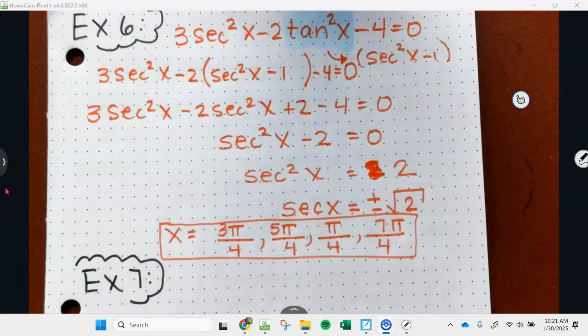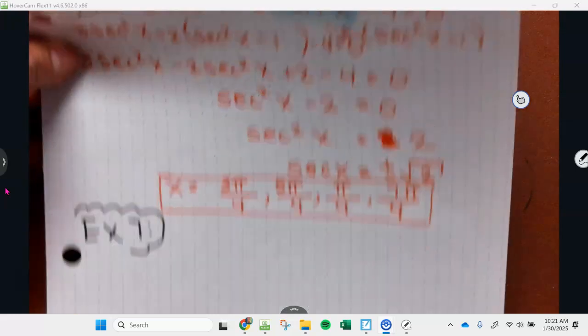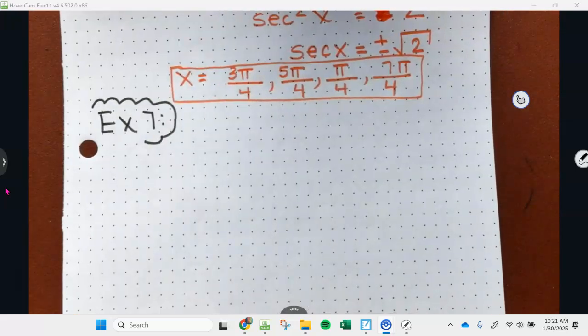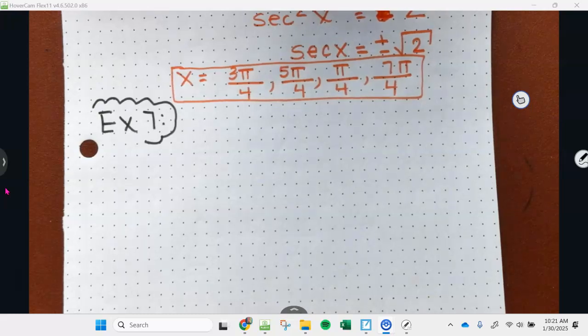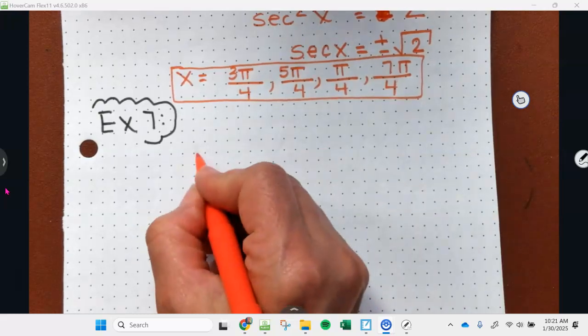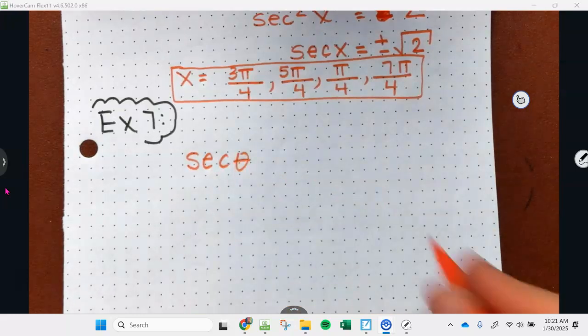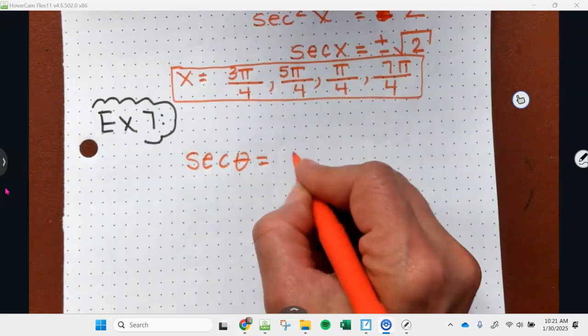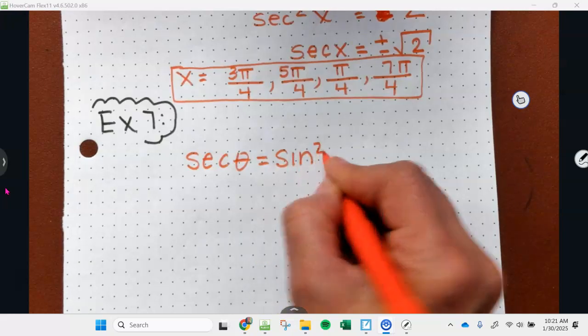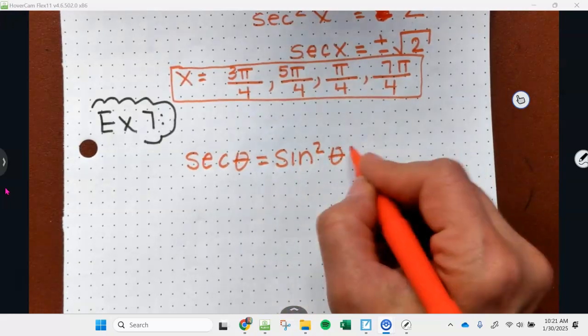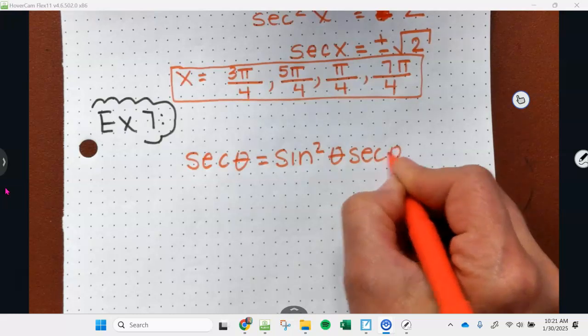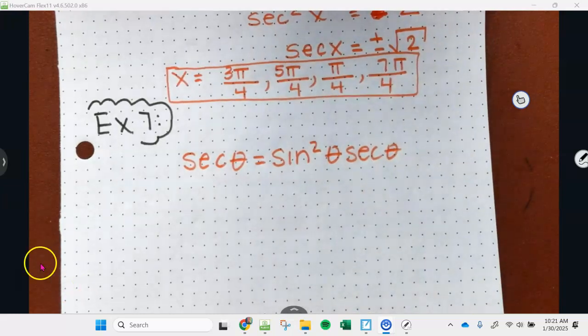Final example. So y'all, this is like a day 2, but I'm making a point here, so please write this down. All right, example 7. Please write secant theta equals sine squared theta times secant theta. So just put another secant theta right next to it, just like that.